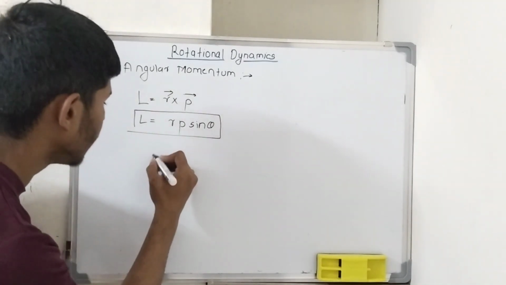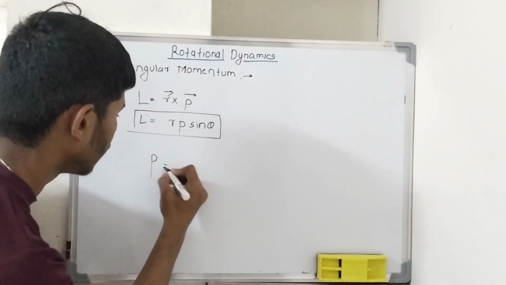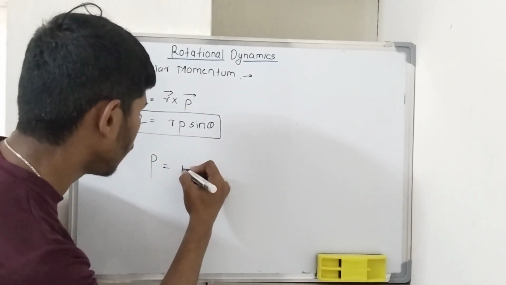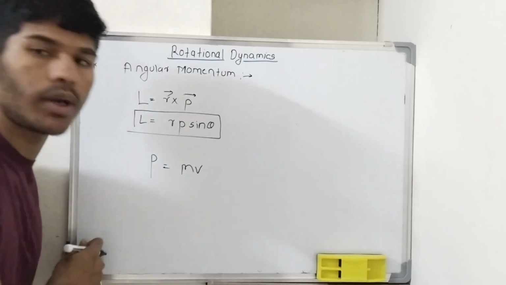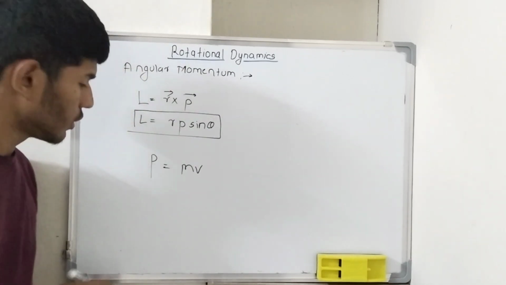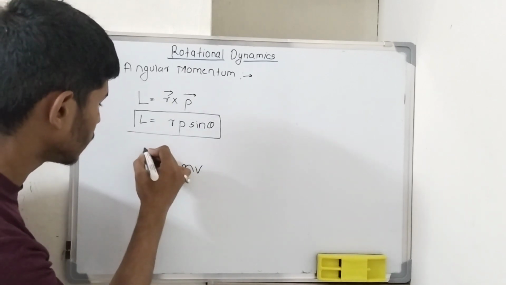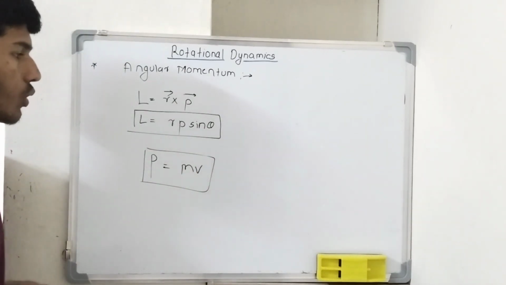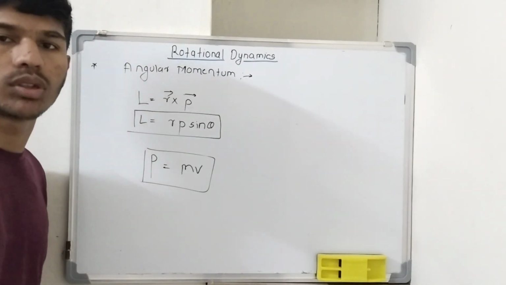Now, what is linear momentum? It is denoted by capital letter P and is equal to mv. Basically, linear momentum is the product of mass and velocity, so mass into velocity is the linear momentum. These are the basic terms we are going to use in our expression.